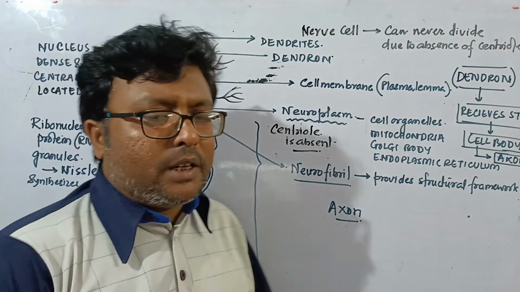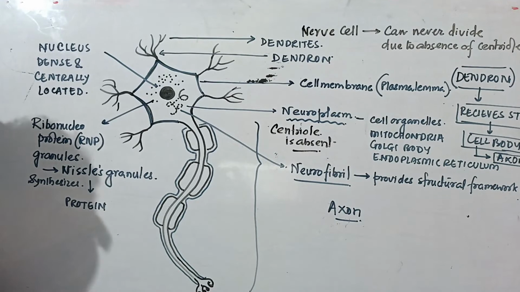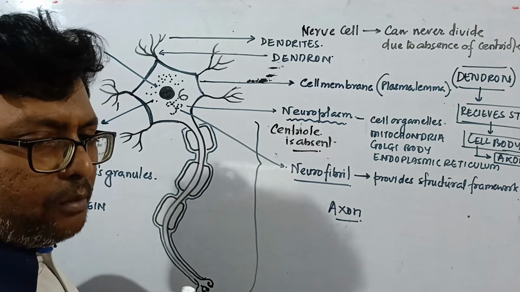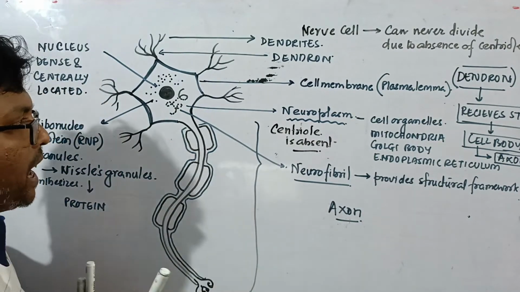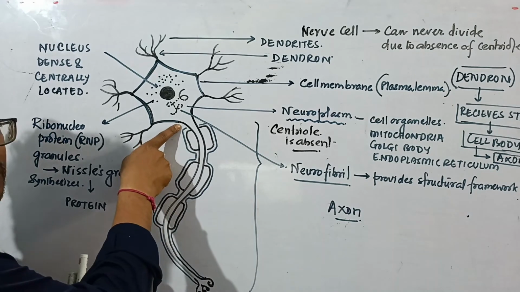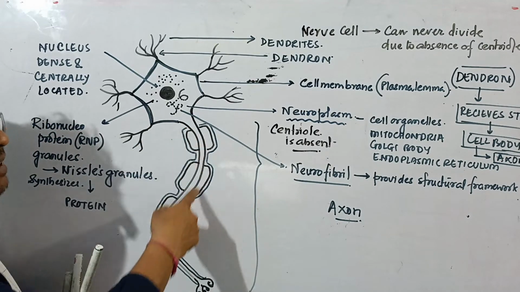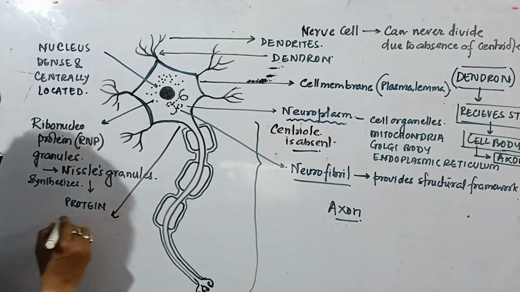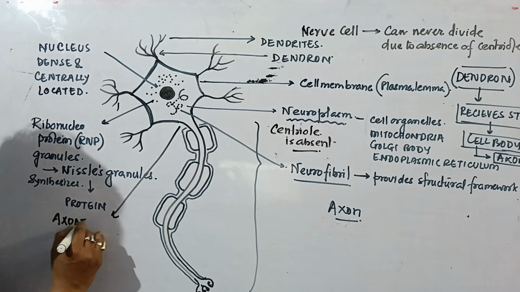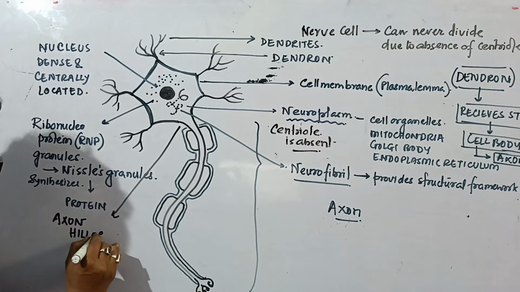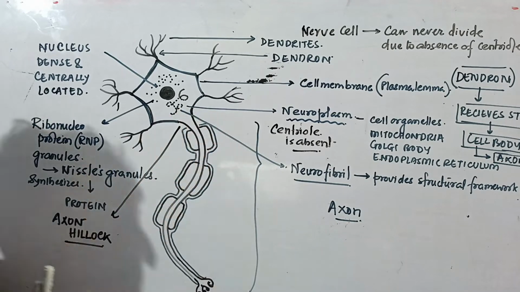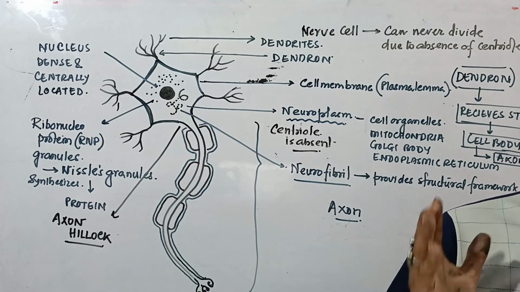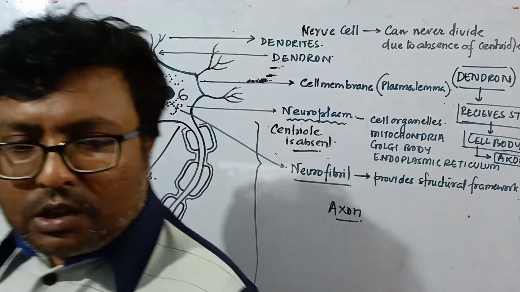Now let us find out the different parts of the axon. Axon generally emerges from the cell body. Now the region from where the axon emerges, from this place of the cell body, the axon emerges. So basically this portion is known as axon hillock. This portion is known as axon hillock. So axon hillock is the region from where the axon emerges from the cell body.